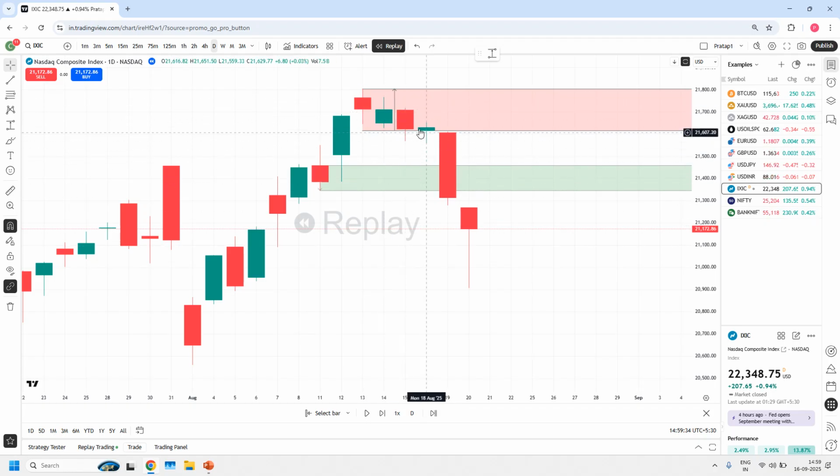What is the third point? This zone is having zone achievement. See here, by violating this demand zone, this supply zone got the zone achievement. Which achievement? VOZ achievement, violated opposing zone achievement. What does it mean? It is a tradable zone. See, all points so far are supporting us for the tradable zone. And there is one more, a fourth point also. It is a fresh zone. Is it tested so far? No. Prices haven't retraced into this zone.